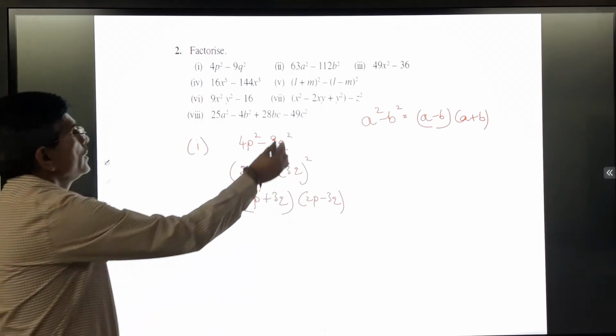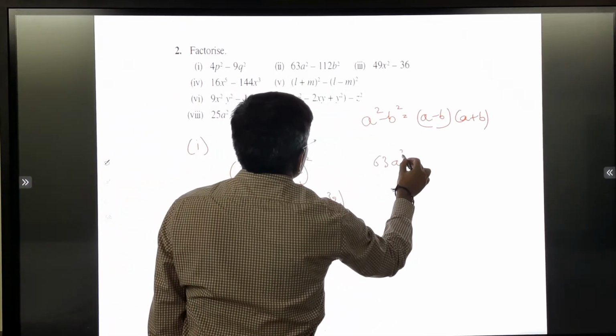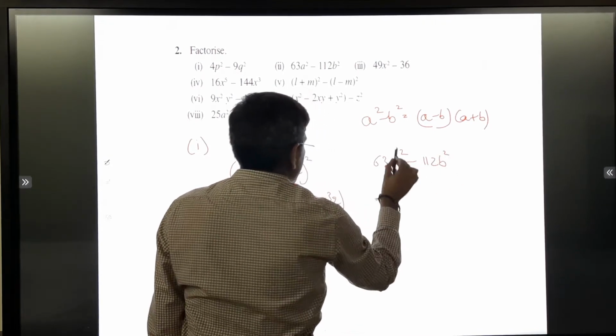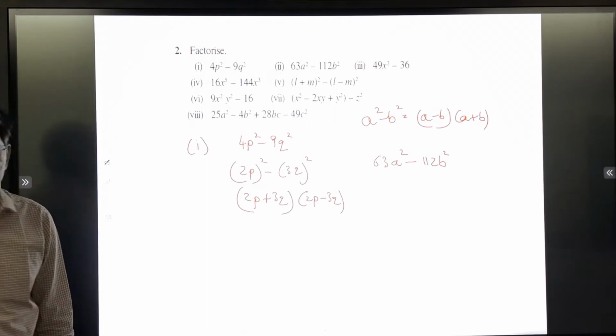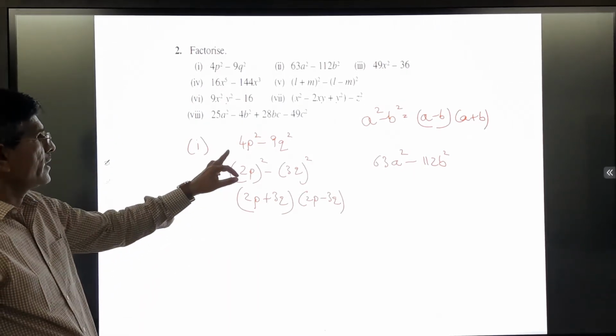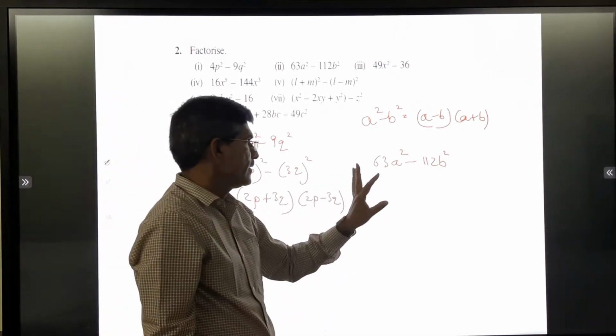Same thing we can do in the second sum: 63a square minus 112b square. But here 63 and 112 are not perfect squares, so we have to take out a common factor. If you see here, 4 and 9 are perfect squares, but 63 is not a perfect square.